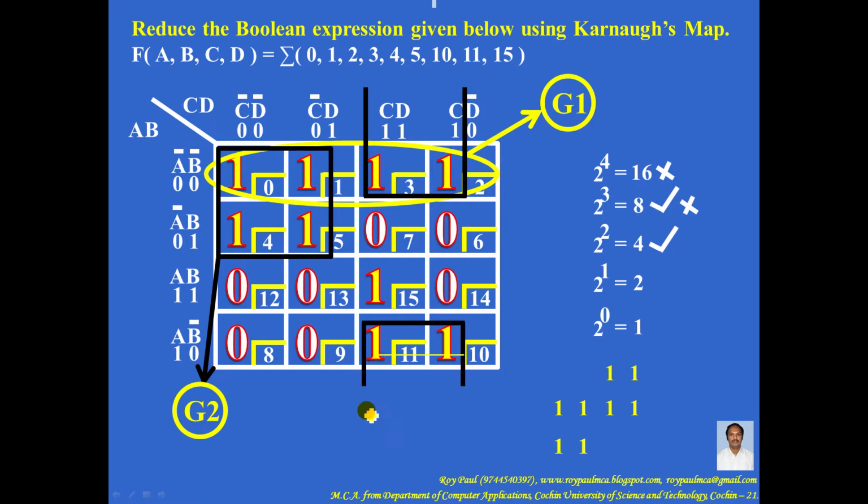Why? These two ones, let me represent here, and below this these two ones come, so it forms a rectangle or square, and they can be taken as a group.